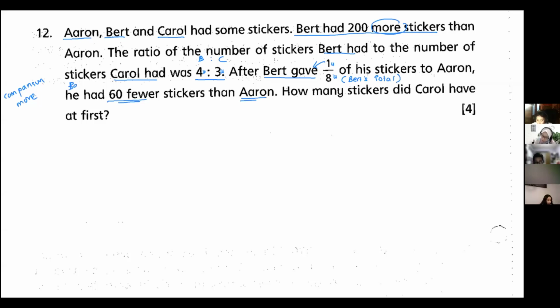He means Bert. So another comparison is done at the last part there. So the first comparison is between Bert and Aaron. The second comparison is still between Bert and Aaron. However, this time around it is fewer. The first comparison was more. Okay, that's why I say this is a comparison more concept. There's always someone being compared to another one, and there's one person who has more than the other.